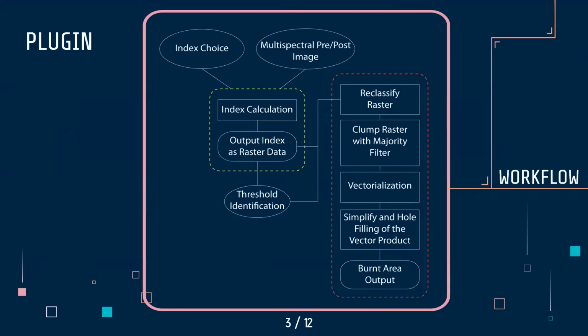The plugin was developed in a PyQGIS environment, and it is divided into two sub-plugins. The first one, that you can see in the green box, is called Burn Index Tool, and the second one, in the red box, is called Extraction of Burnt Area. In the following slide, I will explain the workflow.